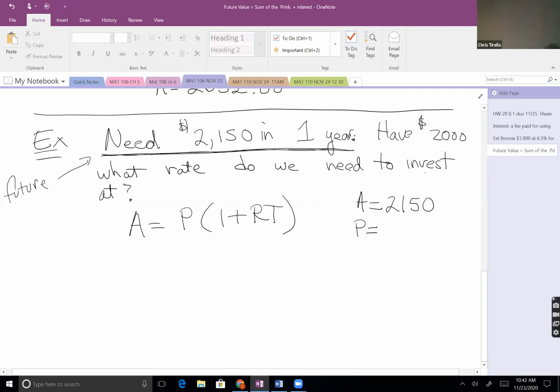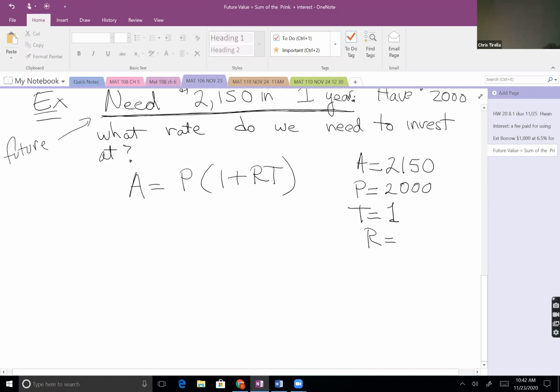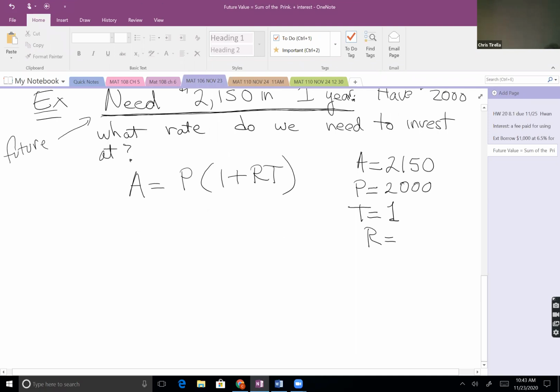Our principal or our present value is the money we have now, which is 2,000. And this time we know that our time is 1 year. And it's the rate we don't know. Does that make sense to everybody? So now when I substitute, A is 2,150, equal to P is 2,000 times 1 plus R, we don't know, and T is 1.